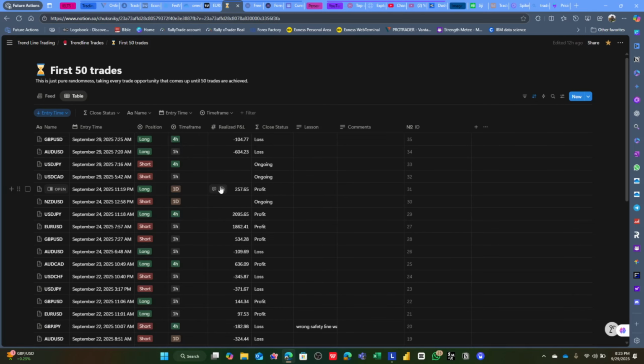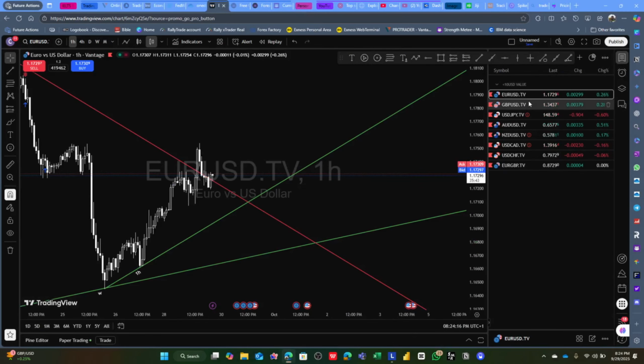So this morning I walked into 4 trades and I had 1 trade ongoing. The New Zealand US dollar was still ongoing. I had the US dollar CAD, the US dollar Japanese yen, the Australian dollar US dollar, and the British pound US dollar. Now let's go into the market and see what those look like. First, we're going to start with the earliest, the New Zealand US dollar.